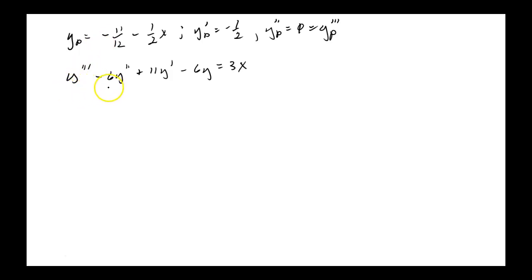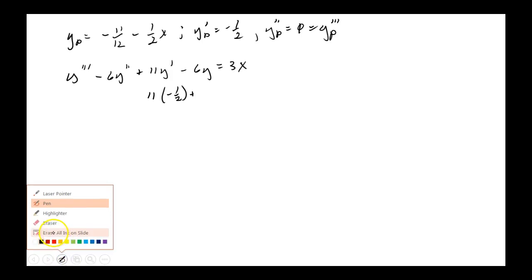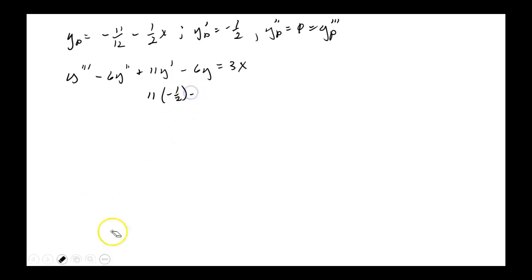This would be 0, that would be 0, and here you would have 11 times negative 1/2 plus, minus 6 times negative 11/12 minus 1/2 x. Isn't that a beautiful function? Is that equal to 3x? Okay. Pretty easy to verify.